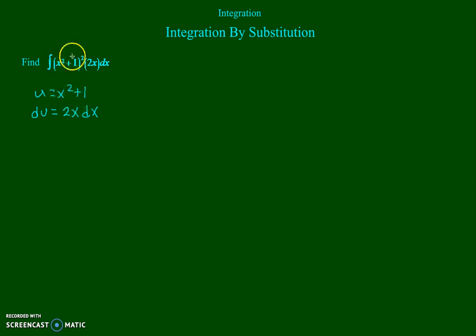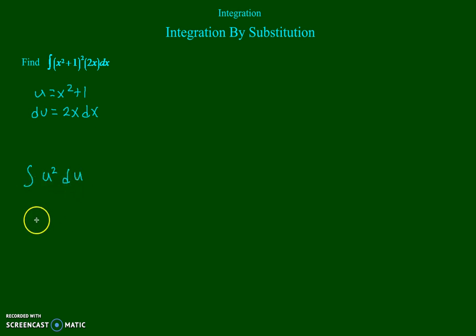Here, this x squared plus 1 can be replaced with our u, and this 2x dx can be replaced with du. So I can go ahead and rewrite this integral. I'm going to rewrite it down here: we have the integral of u squared, because we replaced the u, but we still have the squared term out here. The 2x dx is replaced with the du here, so du.